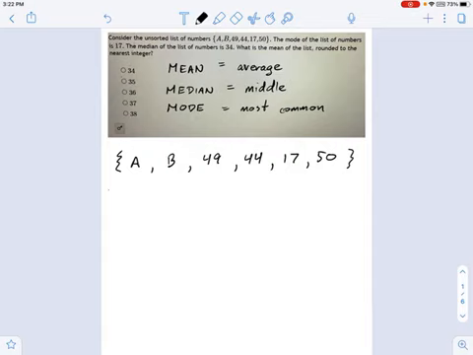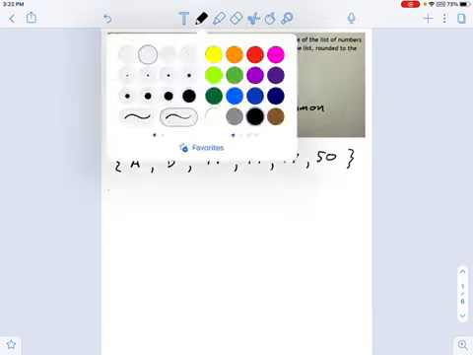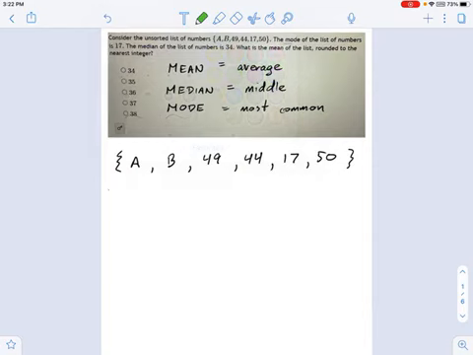And we're told that the mode of the list is 17. Well, that's useful information. What mode means is the most common. That means if you look at this list, 49, 44, 17, 50, none of those are repeats. To get a most common number, either A or B is going to be a repeat. It doesn't matter which one you pick. Let's just pick B. We're going to change B to 17 so that this matches what I was told: the mode of the list is 17.